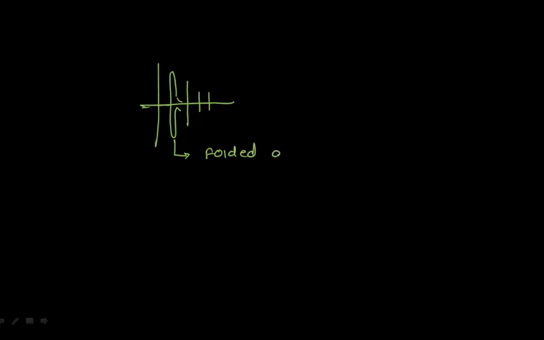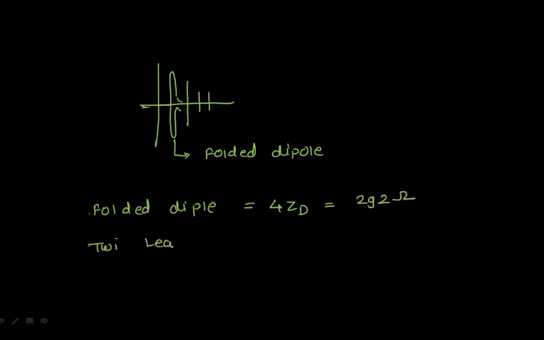So I can very well use this antenna for television transmission, because I know that whenever I'm going for the folded dipole, my folded dipole impedance is nothing but 4ZD, which is nothing but 292 ohm, and my twin lead cable is having 300. So I can very well connect this folded dipole antenna with this twin lead cable, and I can get very nice radiation properties or radiation parameters. So this is all about why we are using a folded dipole.